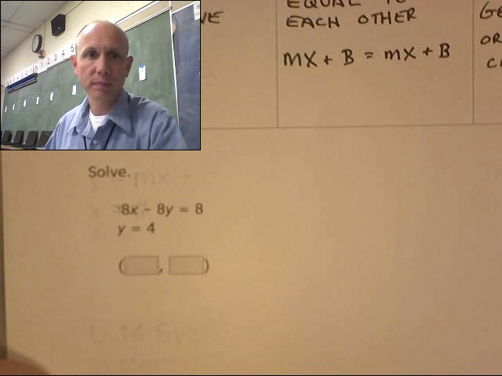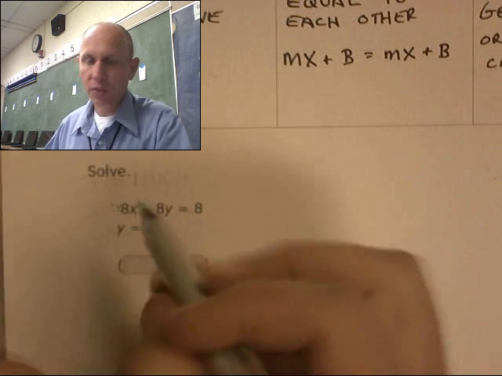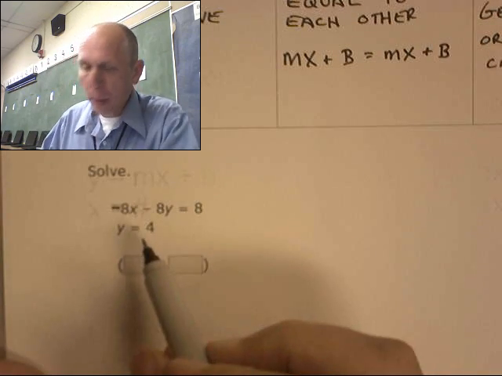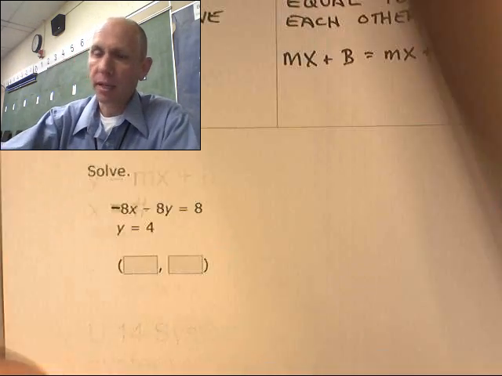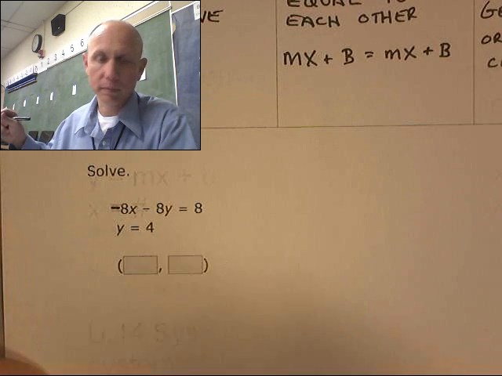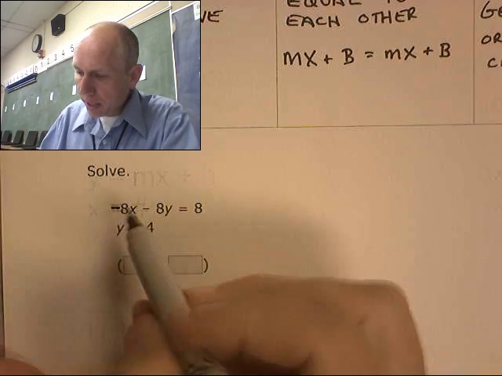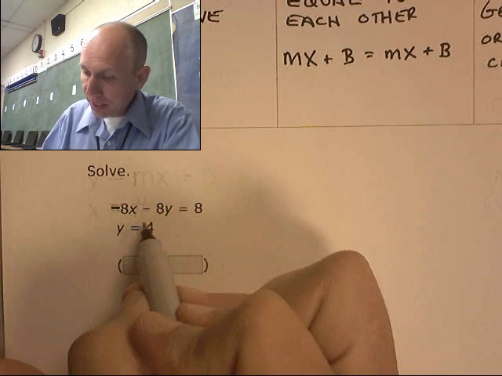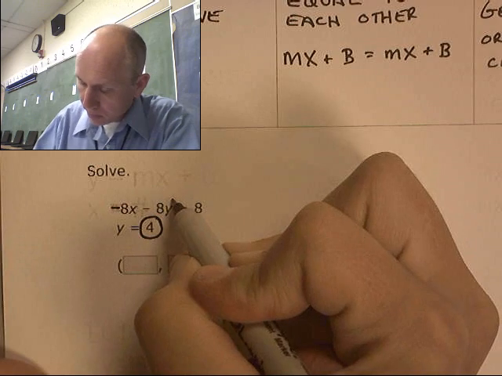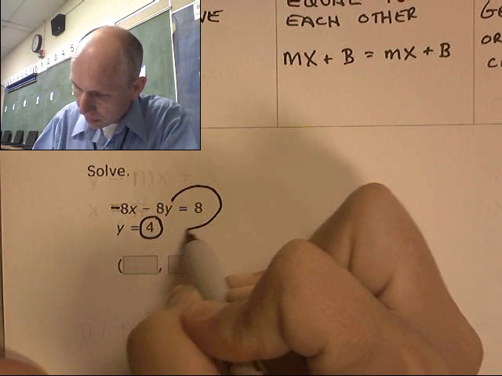Right, here's our first one. Check this one out. You can't tell it, but there's a negative on that right there. And this thing's a little bit out of focus. Good. Okay. Y equals 4. This guy's ready to go. I'm going to take that 4 and plug it in right there for the y.